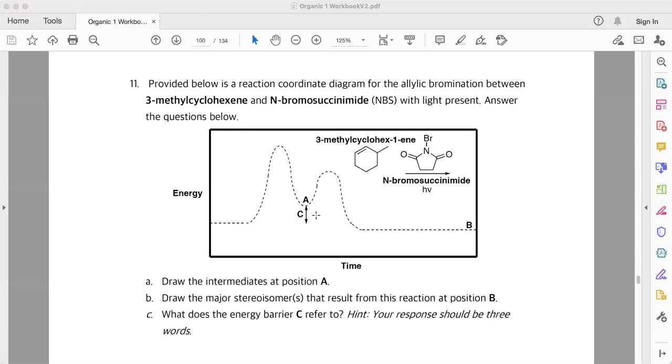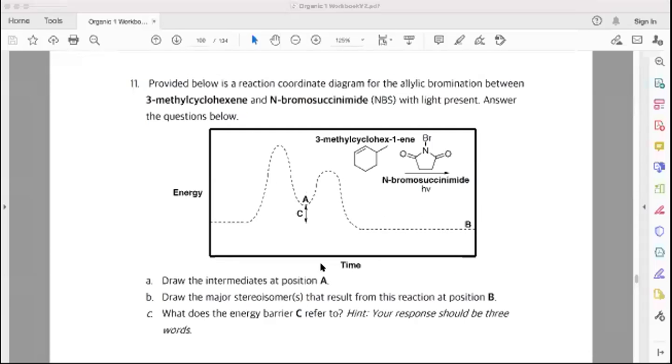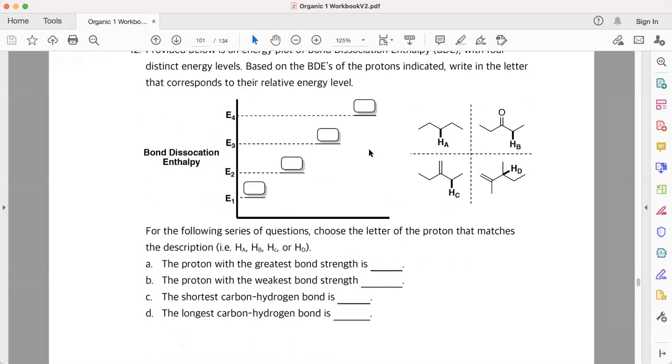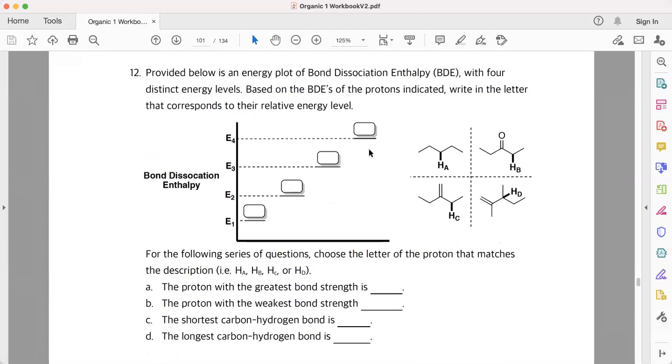All right, I hope this is making some sense to you guys. We're going to do one more, and I think we've already talked about it, but it's a nice summary of the whole chapter. Provided below is an energy plot of the bond dissociation enthalpies with 4 distinct energy levels, obviously not drawn to scale, but qualitatively, based on the BDEs of the protons indicated, the letter corresponds to the relative energy level.